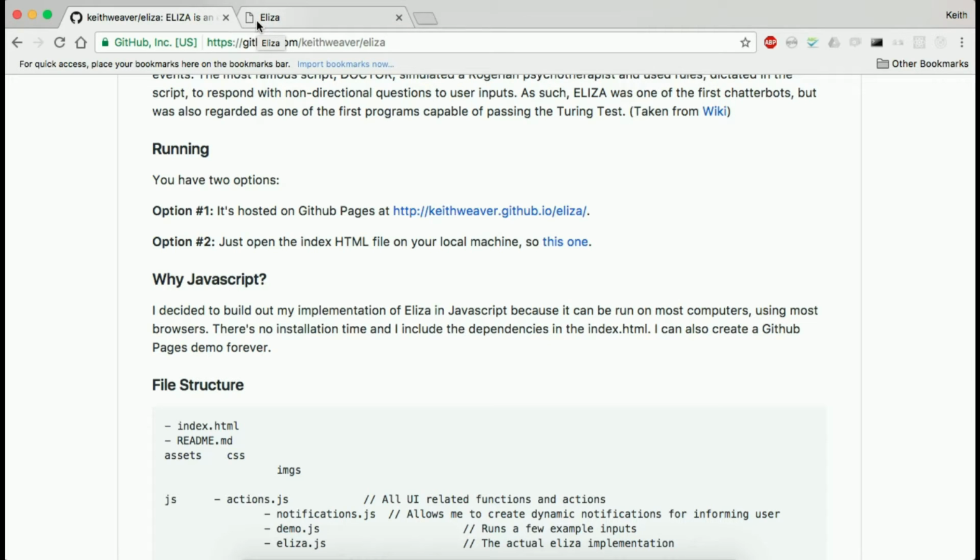This video is on my Eliza project here. I'm going to explain the build. I'm not going to rebuild it, but I'm going to explain what's going on and how. If you're interested in modifying it, absolutely.